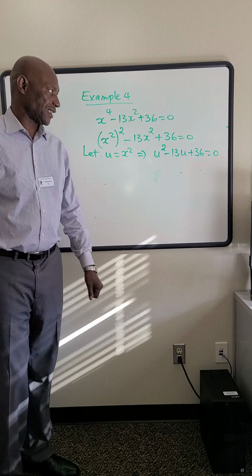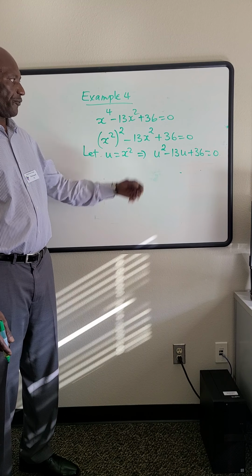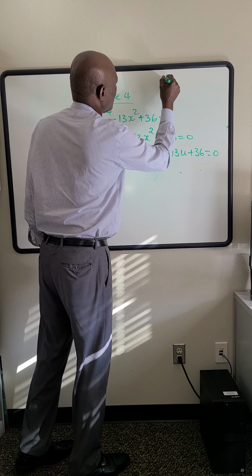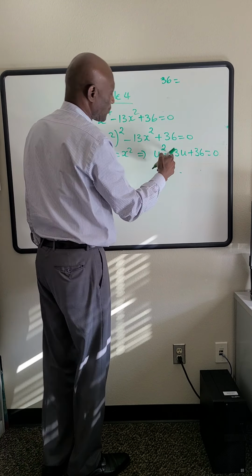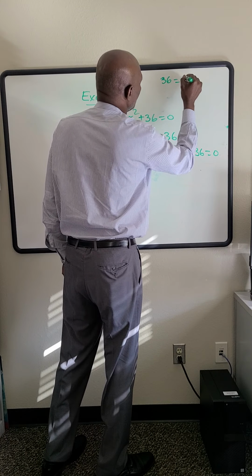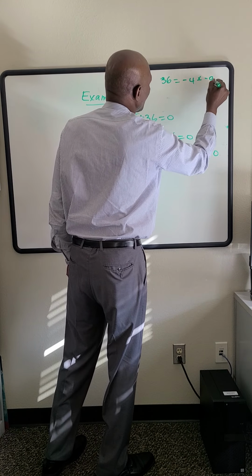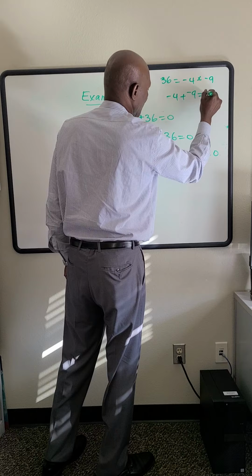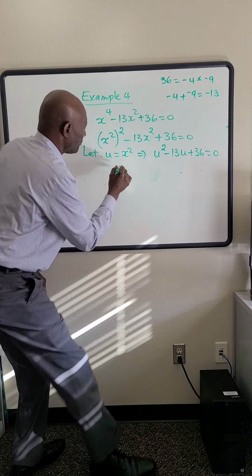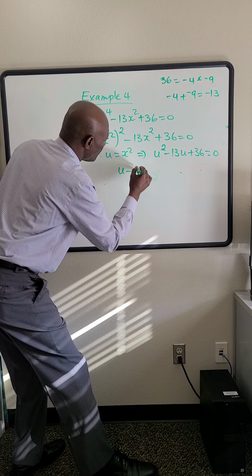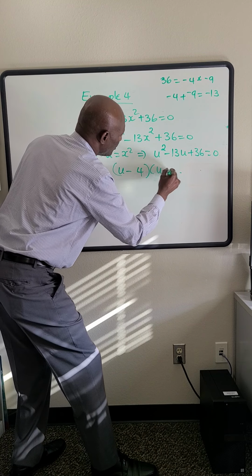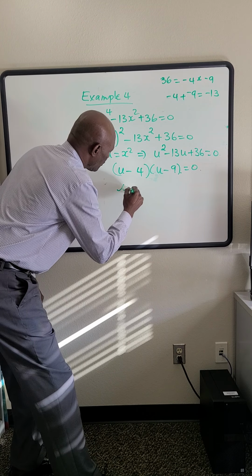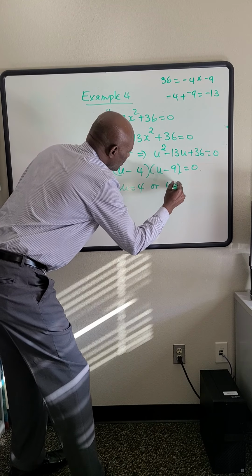So as we have a quadratic equation now in u, we see if we can factor it. We check factors of 36 that add up to negative 13. So we would say negative 4 times negative 9, and negative 4 plus negative 9 equals negative 13. So this is going to be just (u minus 4)(u minus 9) equal to 0. So we can say u equal 4 or u equal 9.